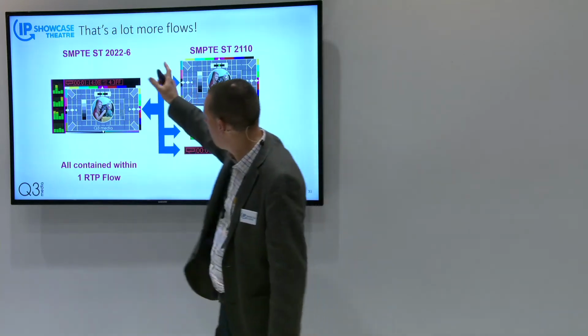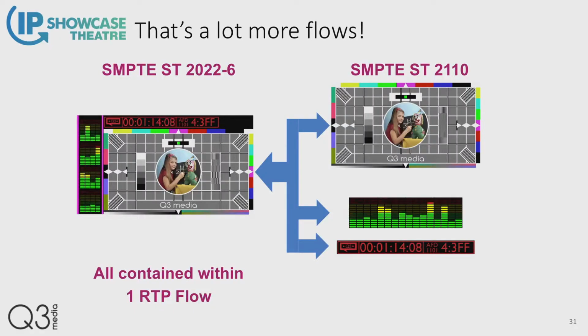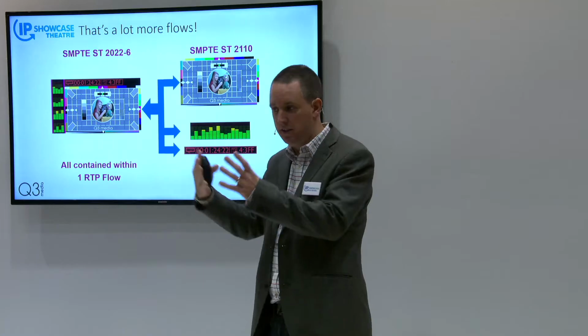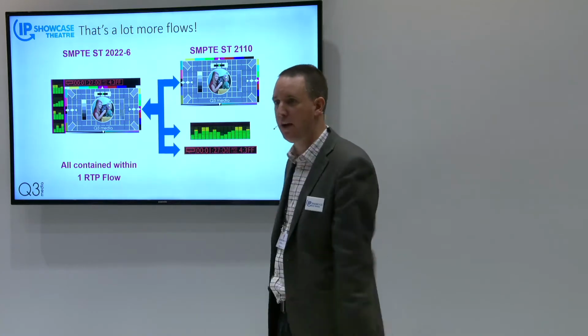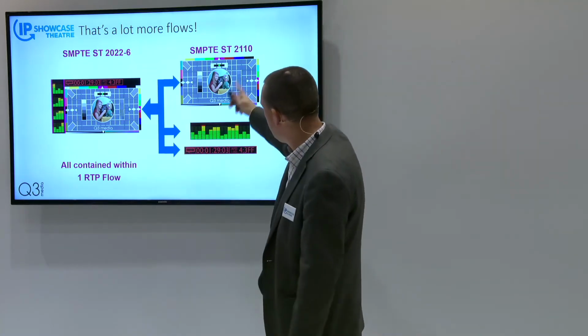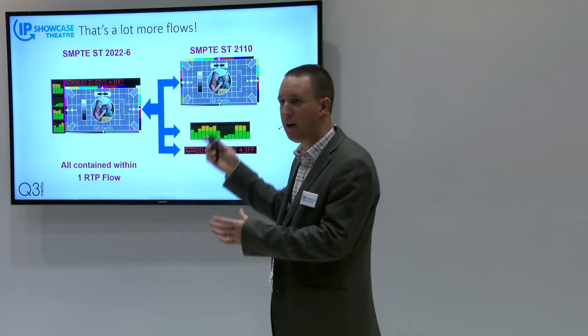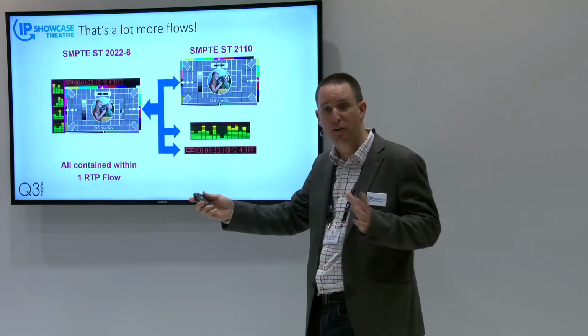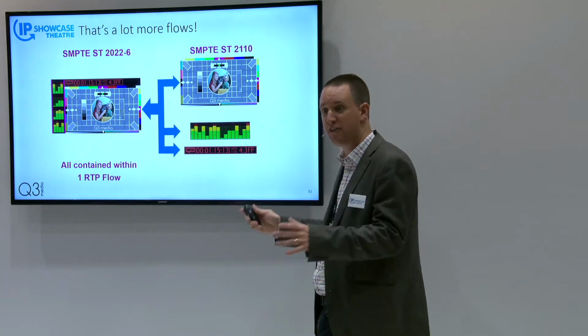So we've gone from 2022-6, which is everything together, which arguably still has some benefits because it's all guaranteed together. So if you're sending out of your building over a network, maybe that's a good thing because it's all co-timed perfectly and it's all in one package. But 2110 really is beneficial within a production environment because we can break things down and we can send data just where it's needed to go.